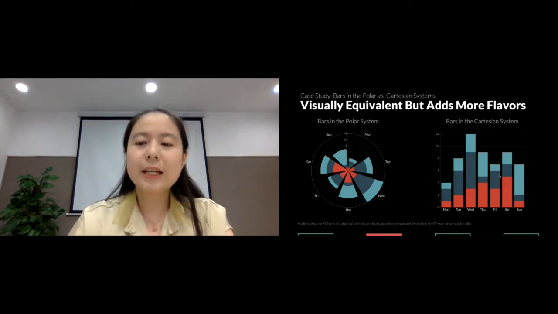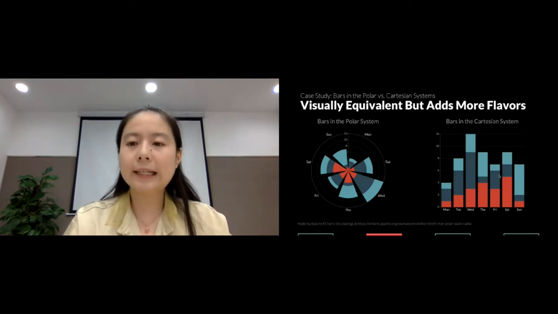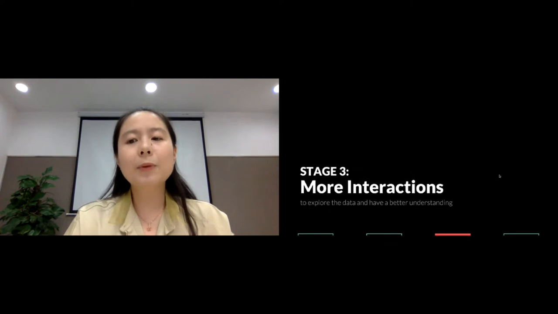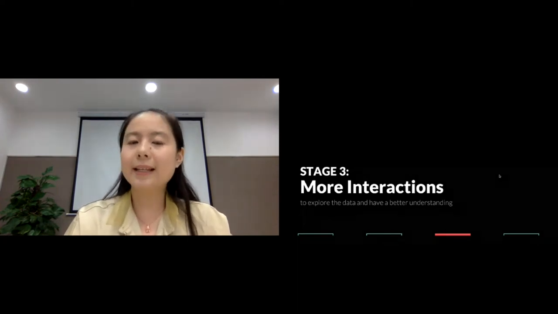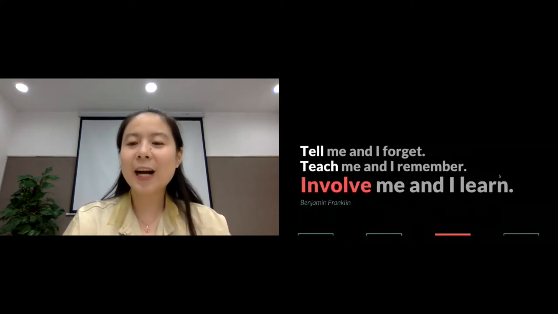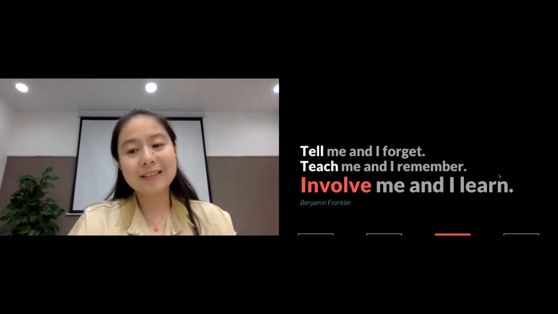Since the animations and interactions were mostly for decoration, the ability to let users explore the data was still limited in stage two. And that is why we introduced more interactions at stage three, to help users explore the data and better understand it. Benjamin Franklin had this famous saying that, "Tell me and I forget, teach me and I remember, involve me and I learn." Including interactive components in a chart provides a chance for the users to get involved so that they can get a better understanding of your data.